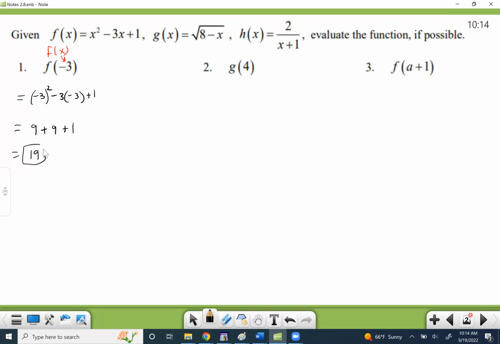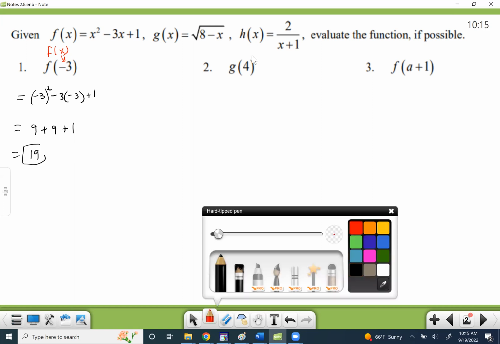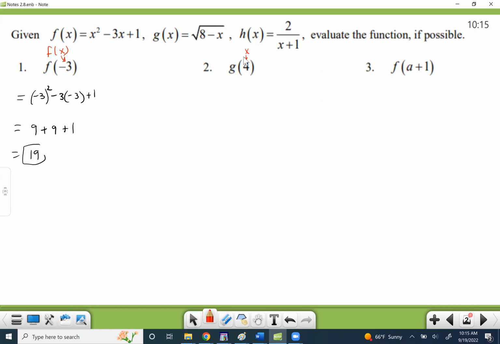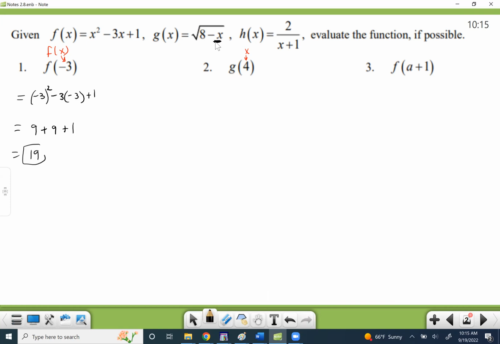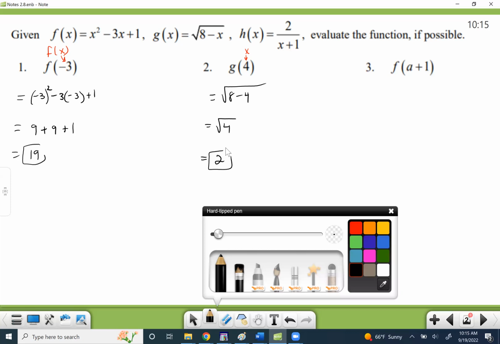All right, number 2, g of 4. Again, remember that 4 is going to be substituted in for x, but now we're going to be doing it in the function g. So I'm going to go up here to my function g, and where I see the x, I'm going to put a 4. Eight minus 4 is 4, and the square root of 4 is 2.